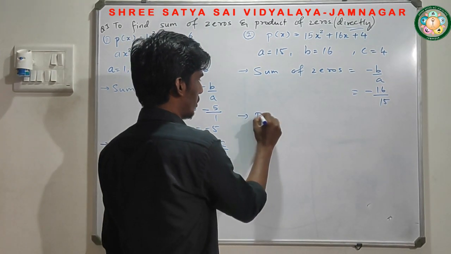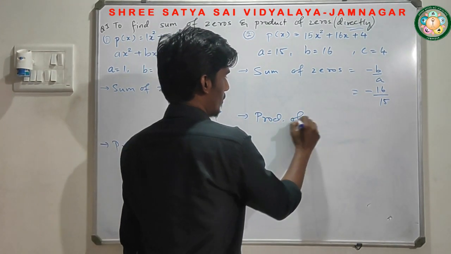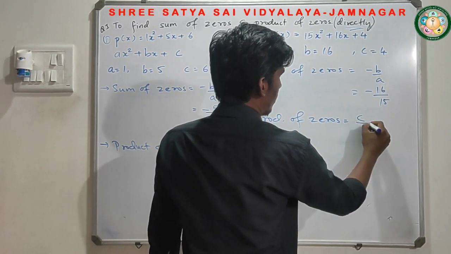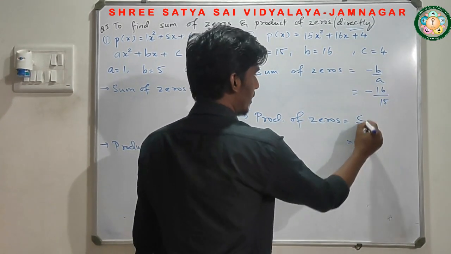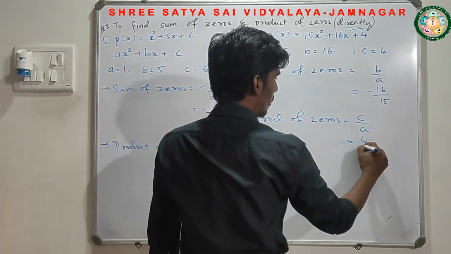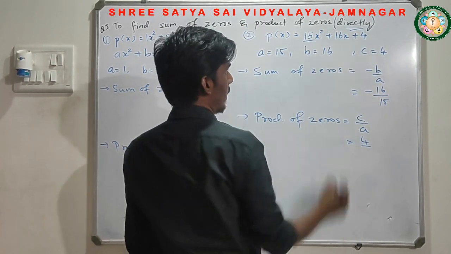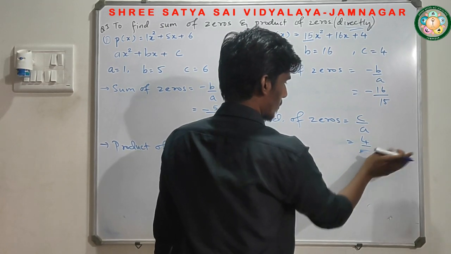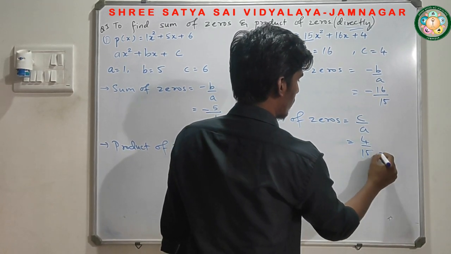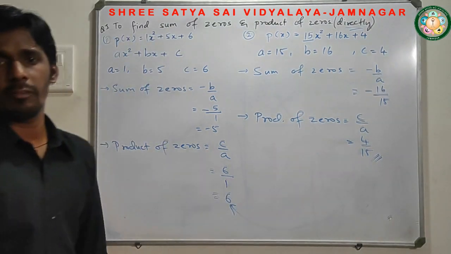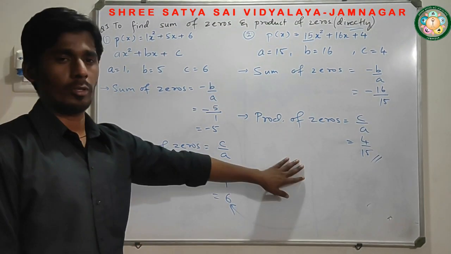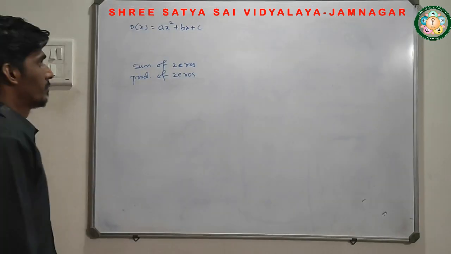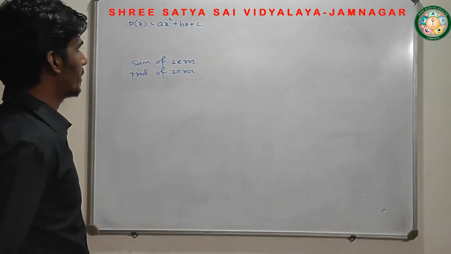And product of zeros is C by A. C is the constant term, 4. A is the coefficient of x square, that is 15. So this is the way we can find sum of zeros and product of zeros directly. It will be for 1 mark. Now let's move to the next topic.